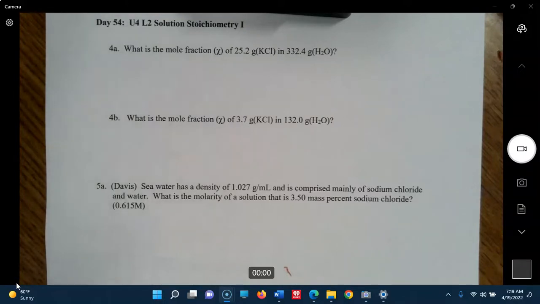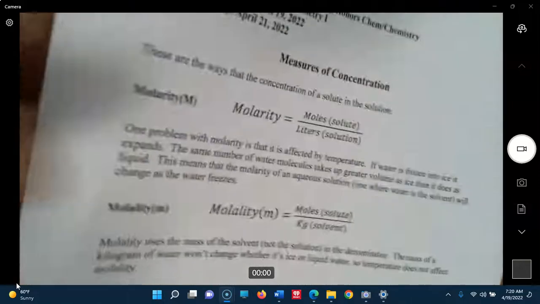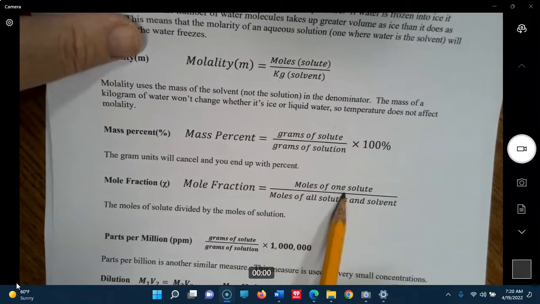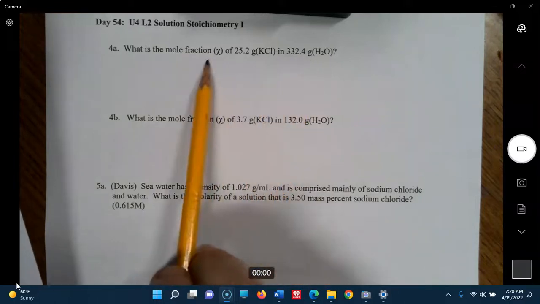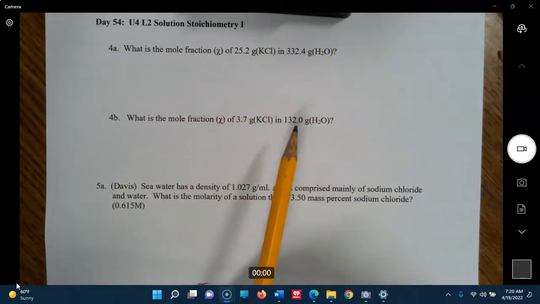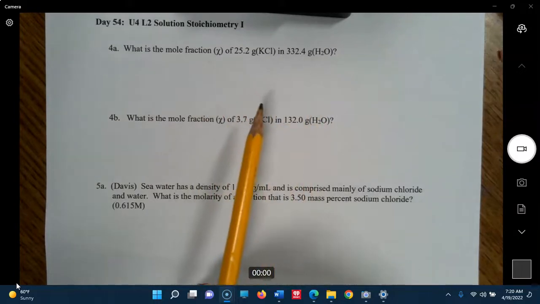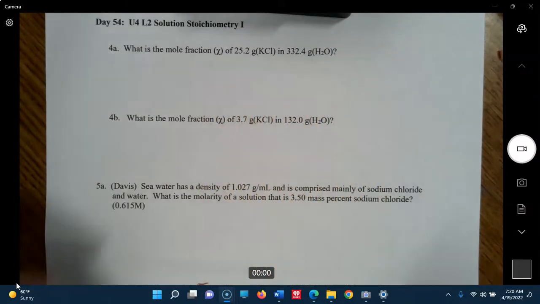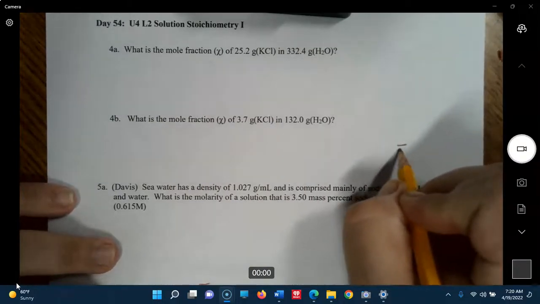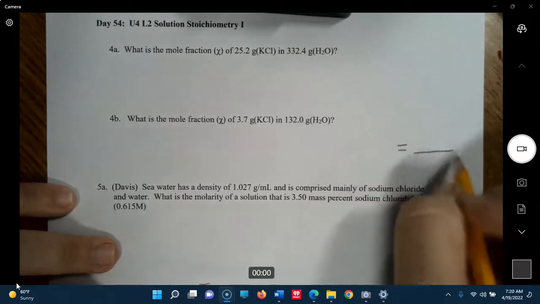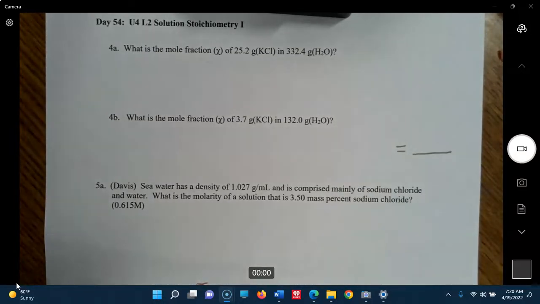That's chi of 25.5 grams of KCl in 332.4 grams of water. So come over and look at the formula for mole fraction, and it's moles of one solute over moles of all solutes in the solvent. The key word is mole. And over here you're given grams of both. So you're going to have to do molar mass conversion for both of these and get them in moles. So you do that before you really even start the problem. And mole fraction is dimensionless. All the moles cancel out, so you just put equals underline, and there's no units of measure there. It's just going to be a decimal number that you're going to get.